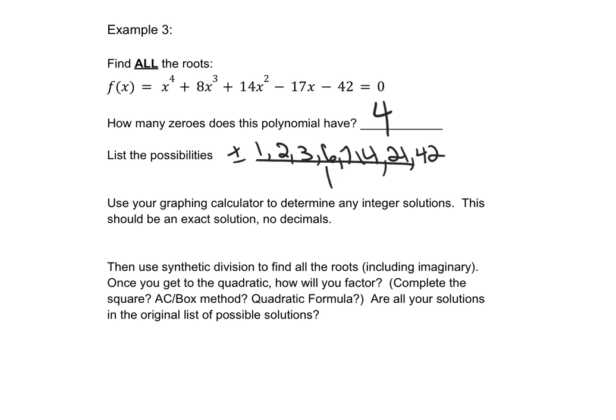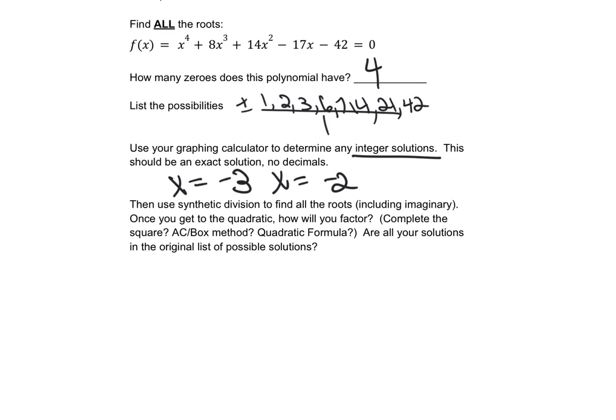We use our graphing calculator to find which of those integer solutions we would have. And as you look, there are 2 of them. It crosses nicely at x equals -3 and at x equals -2. So we are going to just synthetically divide twice.